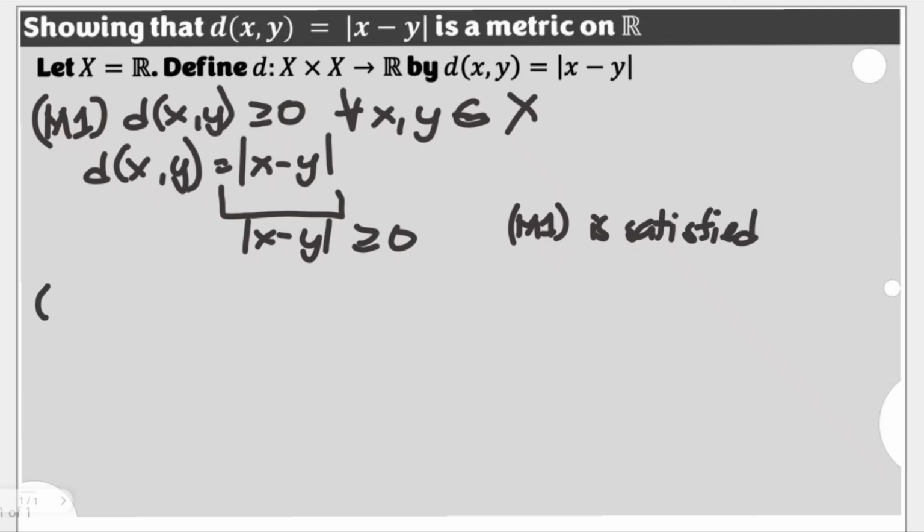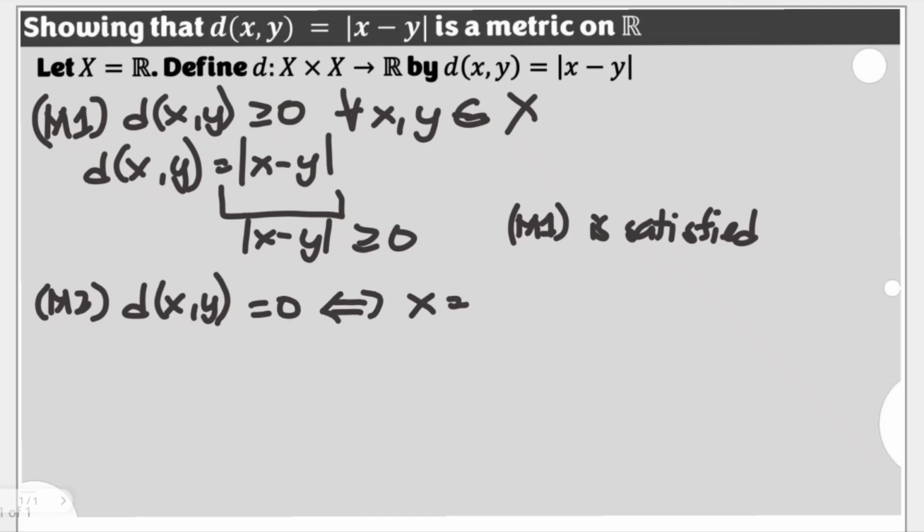Let's proceed to M2. M2 states that if the distance of x and y is equal to 0, this only means that x is equal to y, for all x and y element of the set X, or the set of real numbers. So we need to establish this so that we could really satisfy M2. Let's take note that since this is bijective, we need to show both directions.